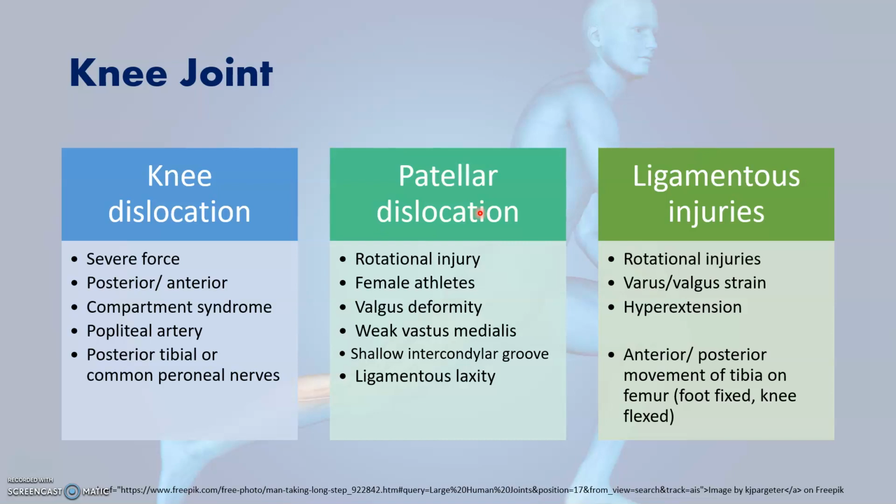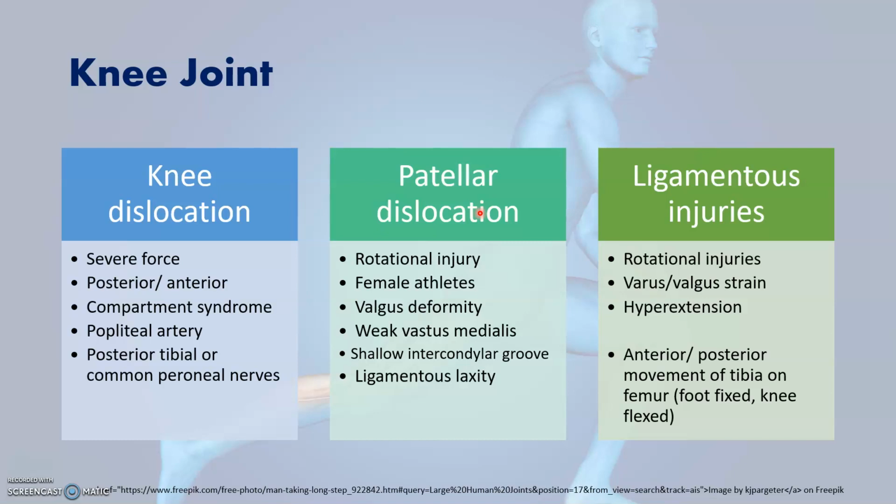Ligamentous injuries may occur with rotational hyperextension or varus or valgus strain, or anterior or posterior movement of the tibia on the femur. Rotational injuries may cause tears to the menisci or damage to the anterior or posterior cruciate ligaments. A varus strain, or strain from a force from the inside of the knee pushing it outward, can tear the lateral collateral ligament, whereas a force from the outside of the knee pushing it inward can tear the medial collateral ligament.